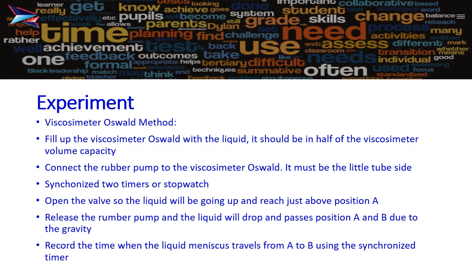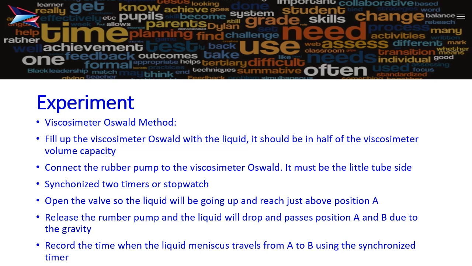And then release the rubber pump, and the liquid will drop and pass positions A and B due to gravity. So the liquid will go through the fine tube and reach A, then continue down to B because of gravity. What you need to do is record the time when the liquid meniscus, which you can see on the fine tube, travels from A to B using the synchronized timers.